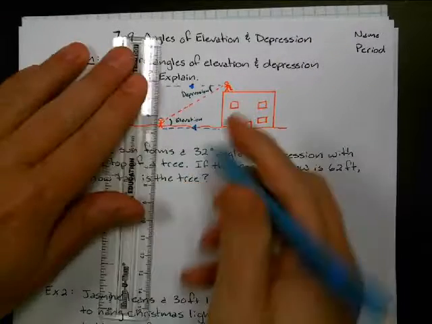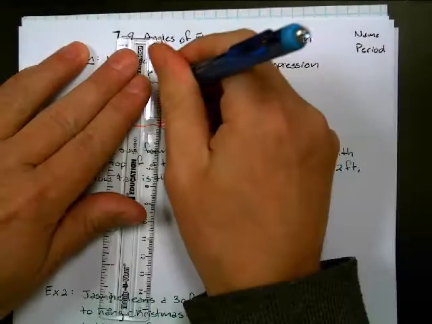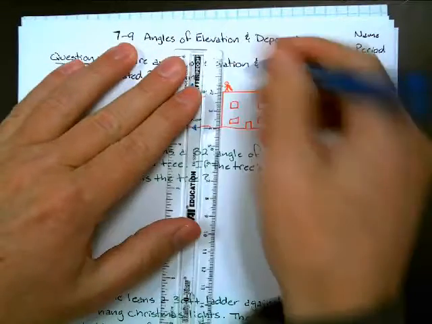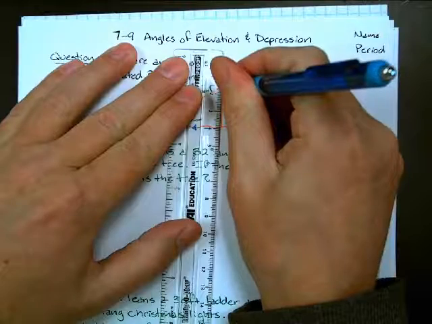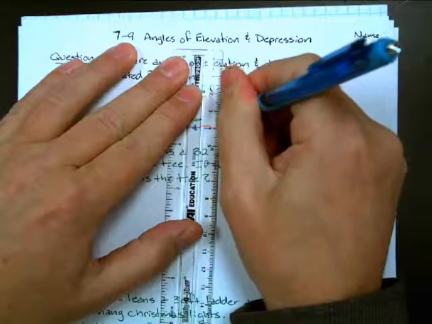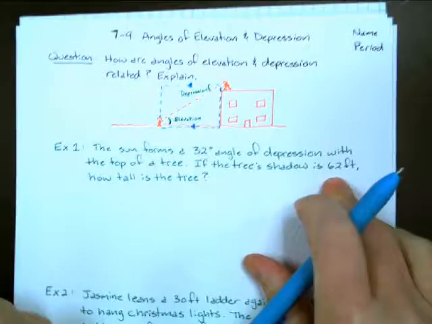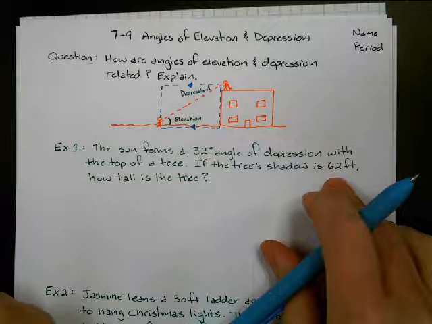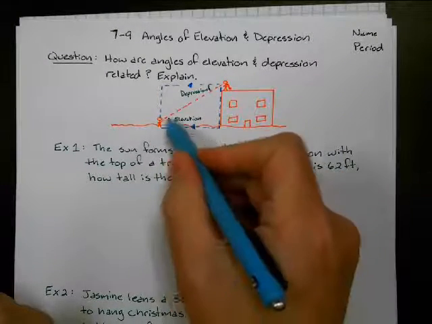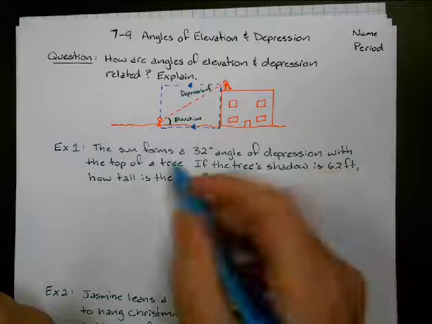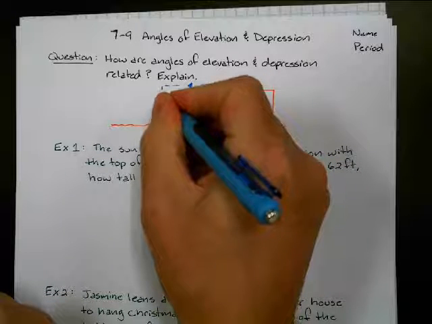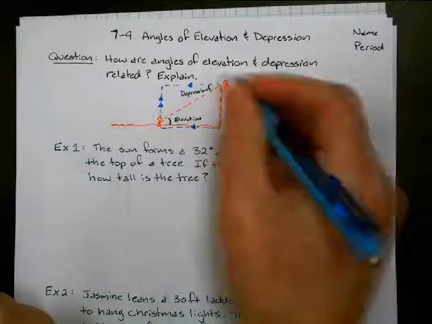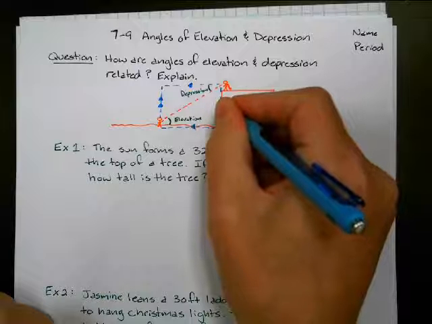Now, in all these problems, we're going to be making right triangles. And the two right triangles that we see here are the same right triangle. It's like we have a rectangle, and this would be the diagonal of the rectangle, just cutting it in half. So the vertical over here is parallel to the vertical over here.